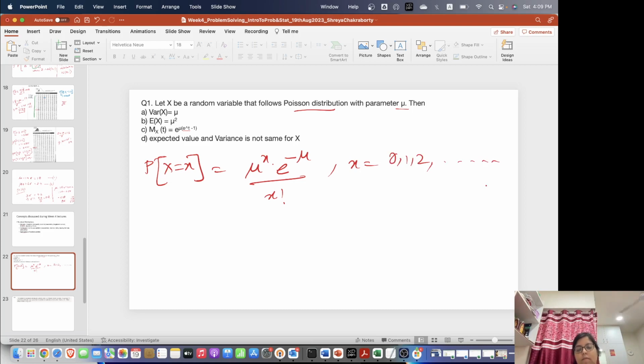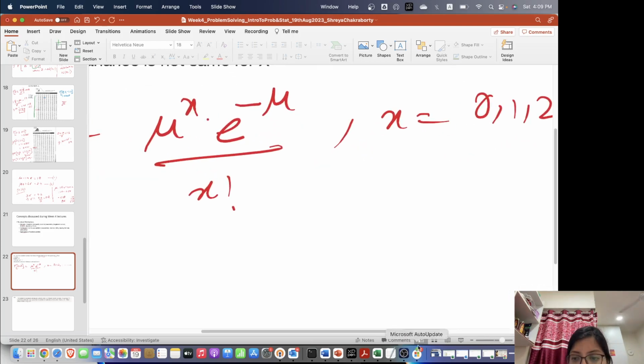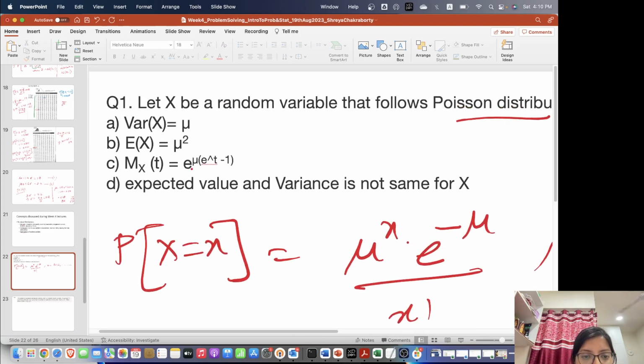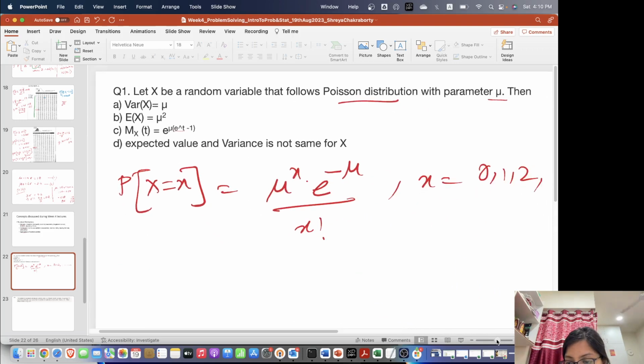The third option is not visible. Which option? MXT, the moment generating function, is not visible. No, the third option in the question. Okay. Yes, e raised to mu, e raised to t minus 1. Okay, ma'am. Thank you. Okay, so this is there.